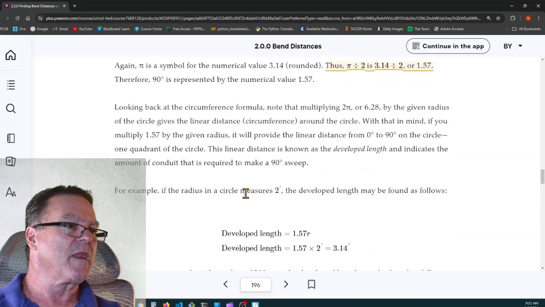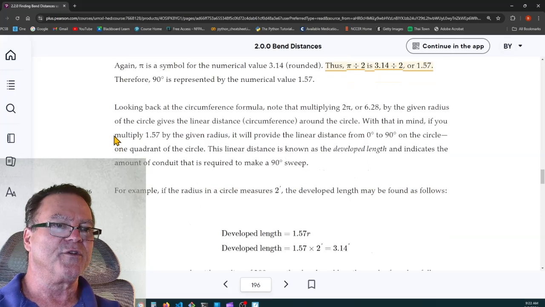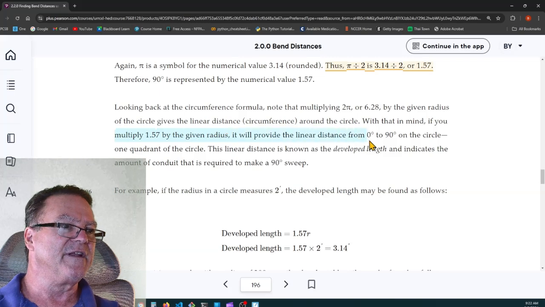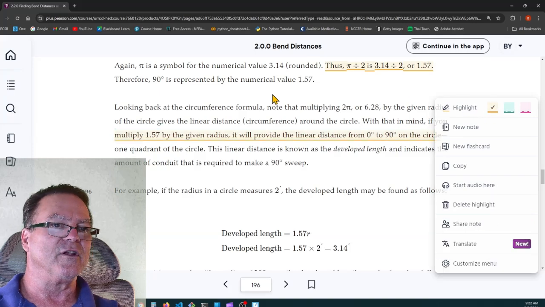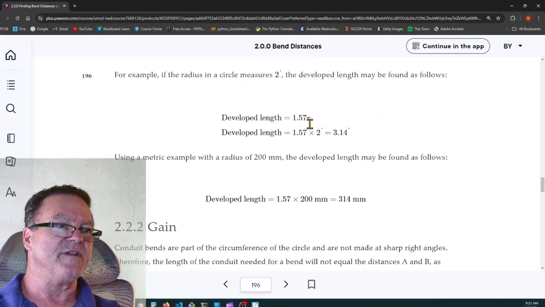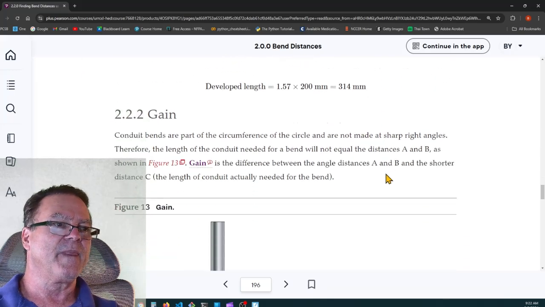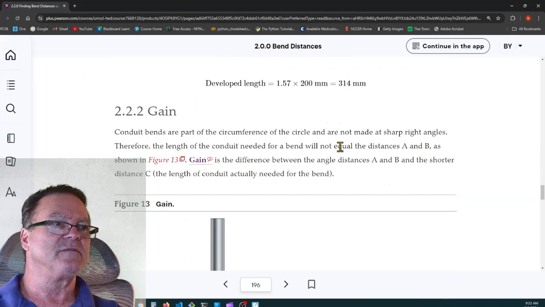So with that in mind, if you multiply 1.57 by the given radius, it'll provide the linear distance from 0 to 90 degrees on the circle, or what we call the developed length. It will give you the developed length. So they're saying that they have a 2-foot radius times 1.57. They're ending up with 3.14 feet, and that's the developed length. And there we go again with metric. All right.